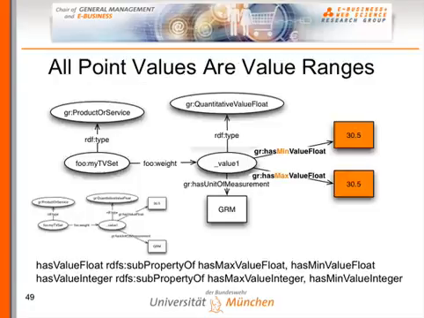Now, internally in GoodRelations, and I know we are shortly before lunchtime, but this is important: all point values are value ranges. This is done by modeling the value instances in reality always using two properties, has min value float and has max value float. So internally, you would always model the lower and the upper boundary of that value.